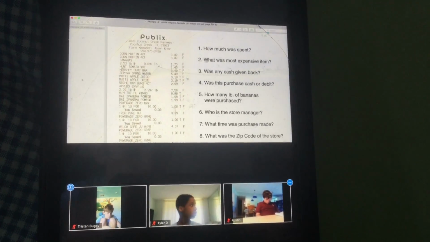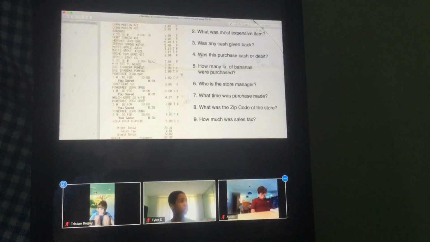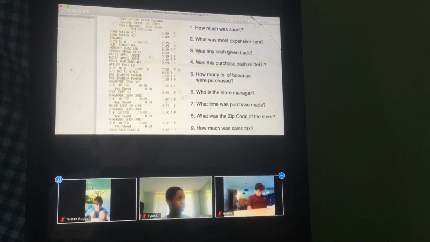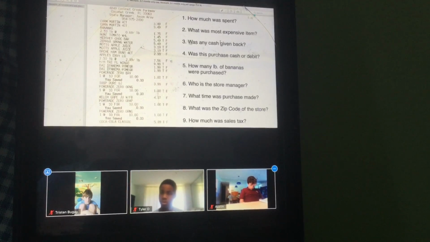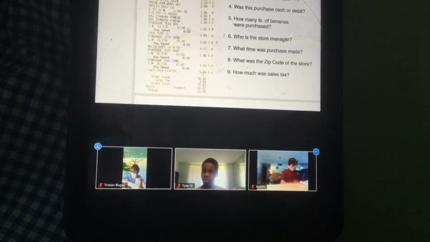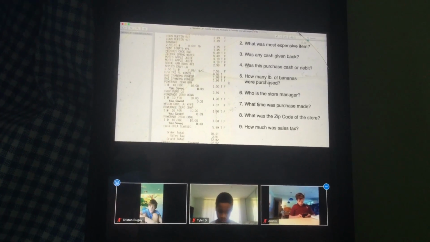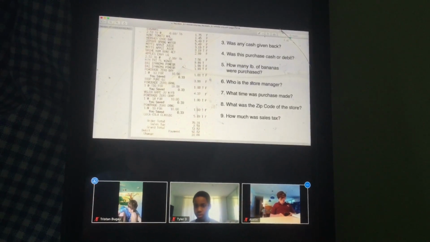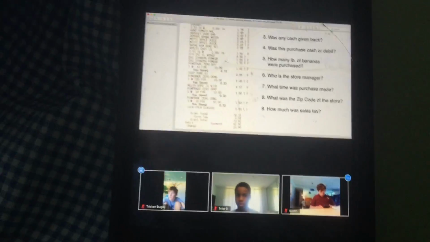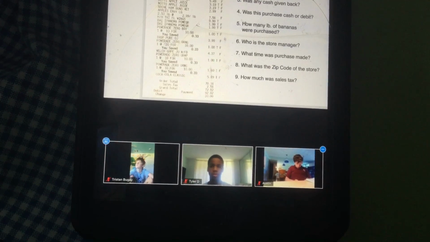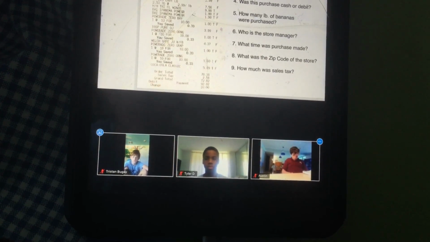Okay, now if you look on the right side of your screen, you're going to have some questions. The first question is how much was spent? I'm going to have to scroll up so you can see the bottom of the receipt because I couldn't fit it on the page properly. So look at the bottom and see if you can answer question 1, how much was spent? The answer is going to be somewhere in the bottom. Anybody can tell me how much was spent.